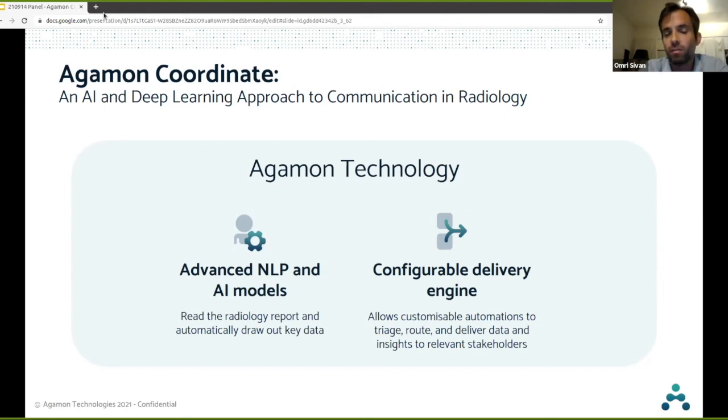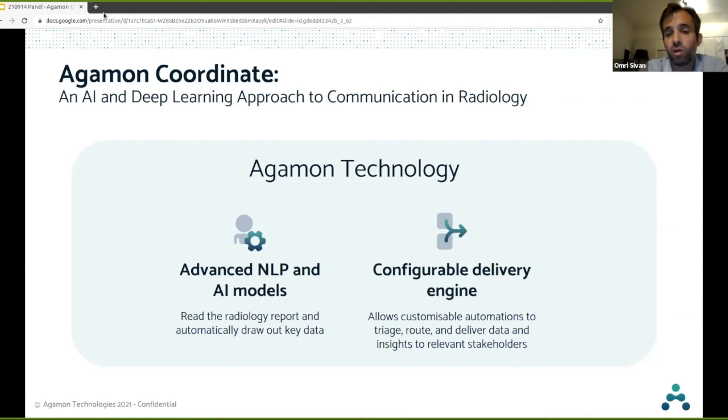This is done by a configurable delivery engine, which allows for customizations and automations to triage, route, sometimes reroute, and deliver this information to the relevant stakeholders. Again, patients, nurse navigators, radiologists, CMIOs, so people outside and also inside the organization.